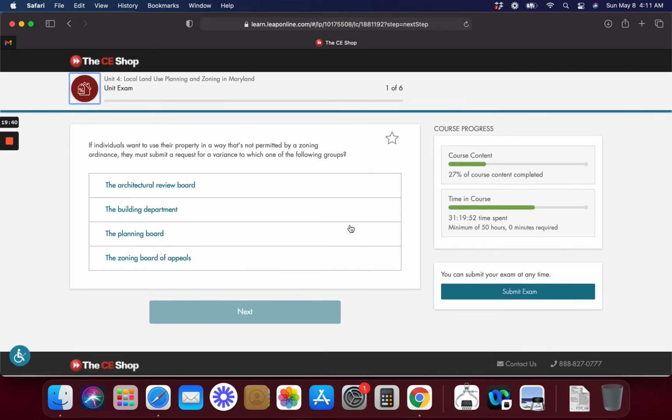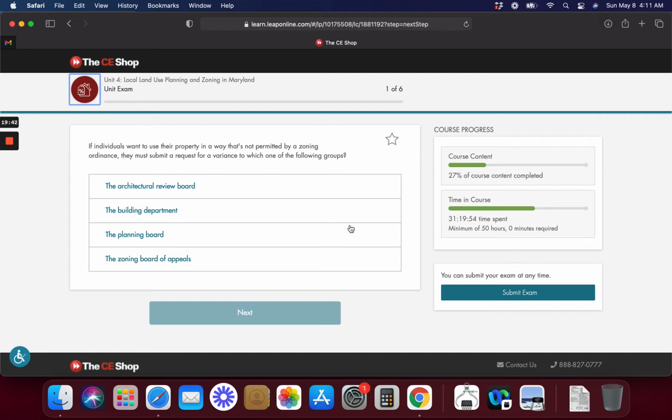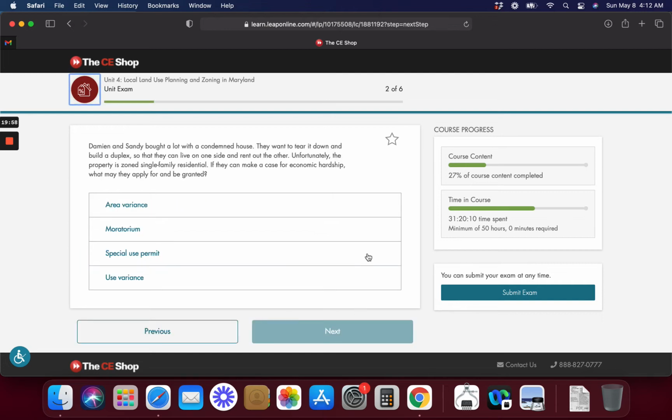All right, if an individual wants to use their property in a way that's not permitted by zoning, they must request a variance. To which of the following groups? I have no idea what the right answer is here, so we're just going to guess and hope that we pass it.